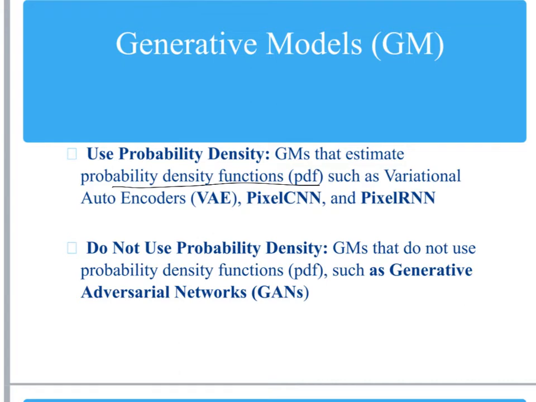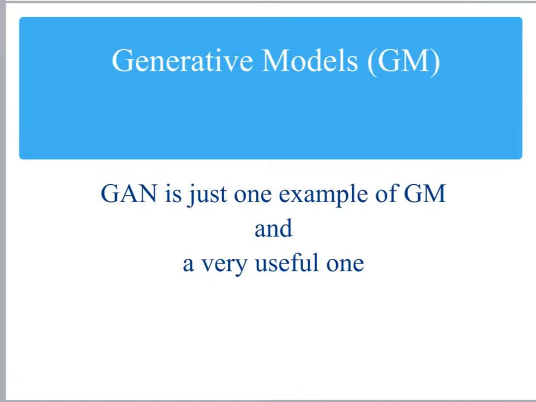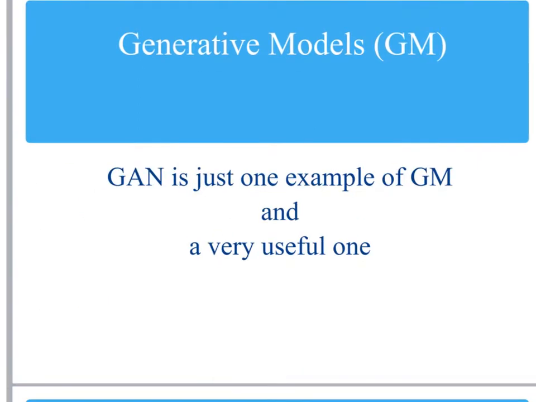Okay, under this category, you have variational autoencoders, PixelCNN, PixelRNN. The other group does not use the probability density function, and under that category, GAN is the most prominent one. Actually, what GAN uses is something different. It uses game theory. It uses something called Nash equilibrium, which we will talk about in one of the next slides. Please do keep in mind that GAN is just one example of generative models, okay? And it happens to be a very useful one.